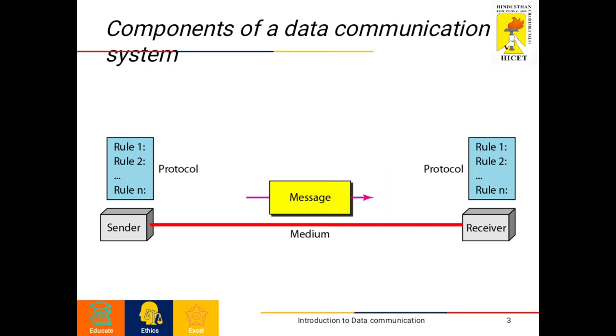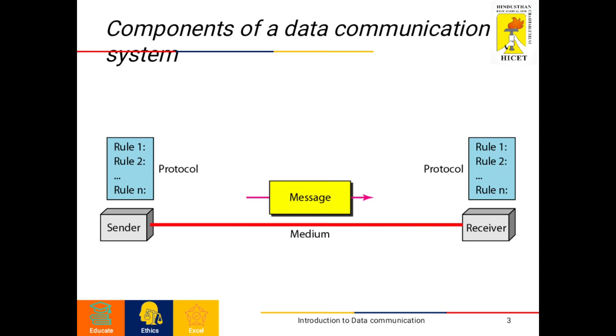The main five components of data communication are sender, receiver, message, medium and protocol. The first one is the message. The message is the information to be communicated, in the form of text, numbers, pictures, audio and video. The sender is a device that sends the data message. Similarly, the receiver is a device that receives the message. The sender and receiver may be a computer, workstation or whatever it may be.